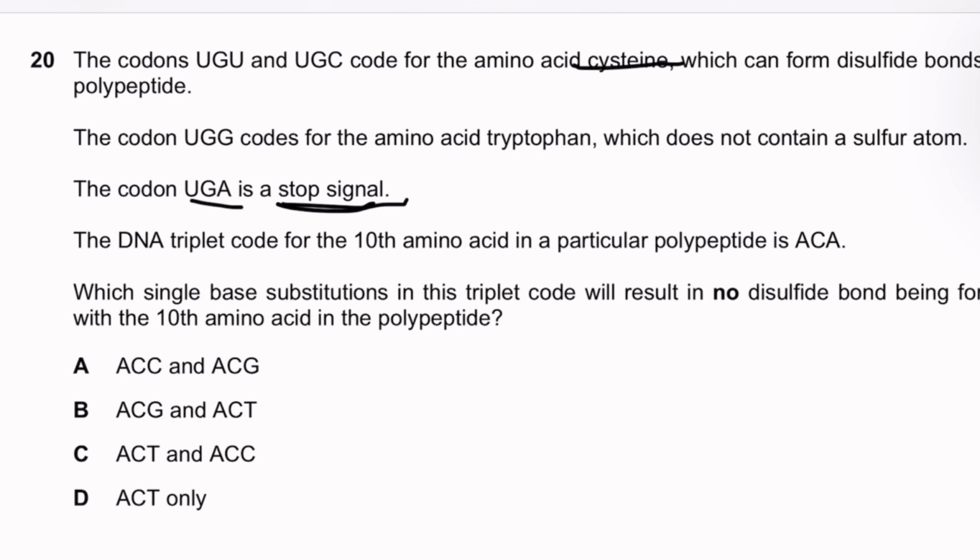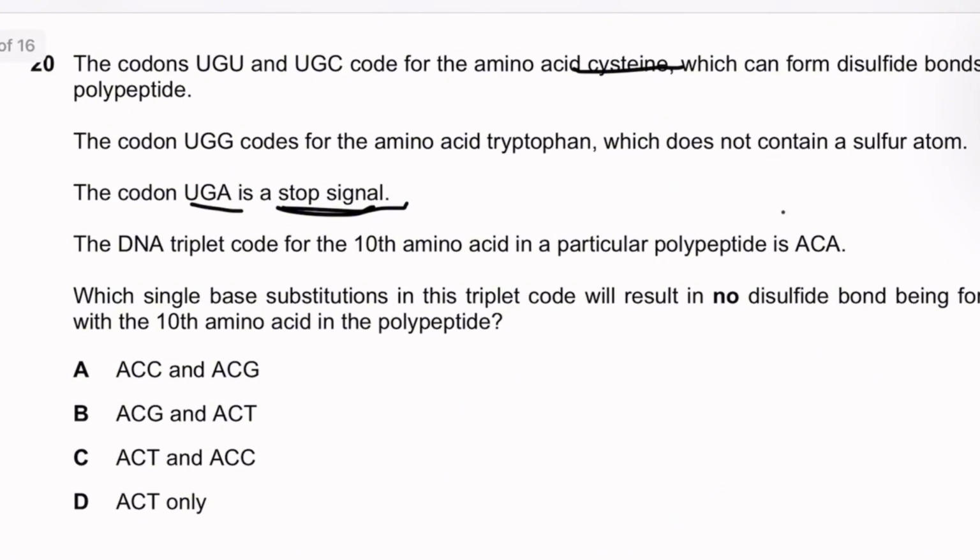Yes, so all these are mRNA codons. Now the DNA triplet for the 10th amino acid in a particular polypeptide is ACA, which in RNA is going to be UGU. Did he mention UGU? Yes, so this is actually cysteine, because it's the same codon. Which single base substitutions in this triplet code will result in no disulfide bond being formed when the 10th amino acid in the polypeptide is replaced? So he said single base substitution in the triplet code. As we mentioned, ACA is UGU and it codes for cysteine.